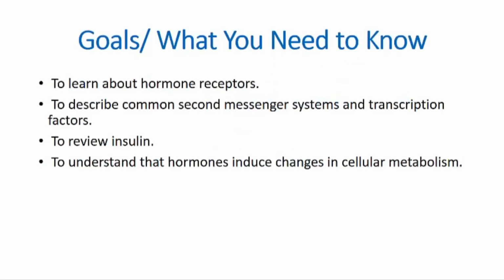So let's look at this. The goals for our learning are to learn about the hormone receptors that are present, to describe the common types of second messengers that are available inside the cell, and how transcription factors are associated with the activation of specific genes. Then we also see the function of insulin as well as the function of glucagon together to regulate the blood glucose level, which will act as an example of how hormones interplay and work together.